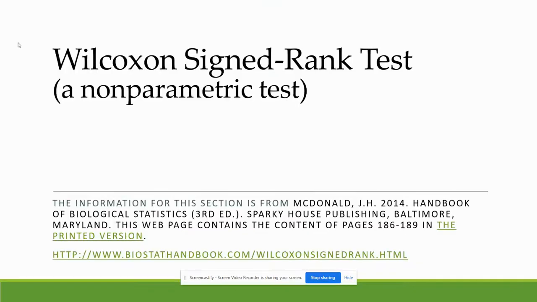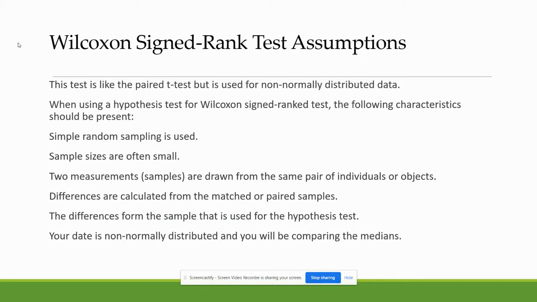So now we're going to look at a Wilcoxon signed rank test, which is a non-parametric test. This test is like a paired t-test, but we use it for non-normally distributed data. Remember, when you do a normality check, which we studied earlier in the semester, here's one of the tests you have to do if your data is not normal and you don't transform it.